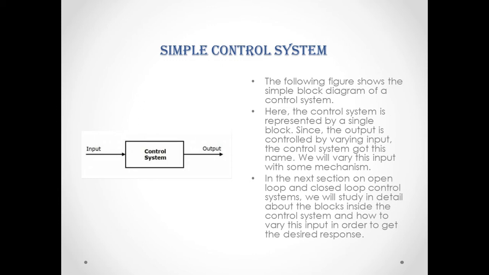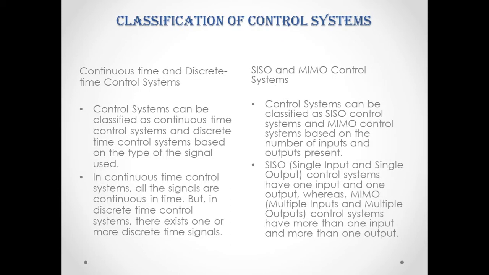Now, before we dig deep inside control system, we must understand the classifications of control system. Control system is classified into continuous type and discrete type control system based on the time. Control system is classified as continuous time control system and discrete time control system based on the type of signals used. In continuous time control system, all the signals are continuous in nature, but in discrete time control system there exist only one or more discrete signals.